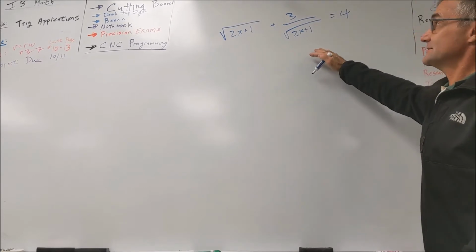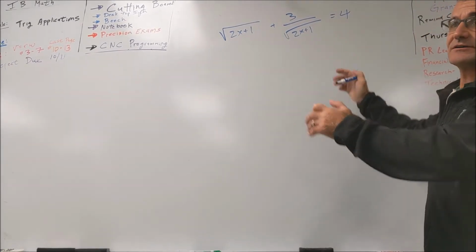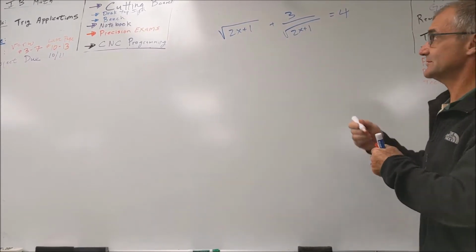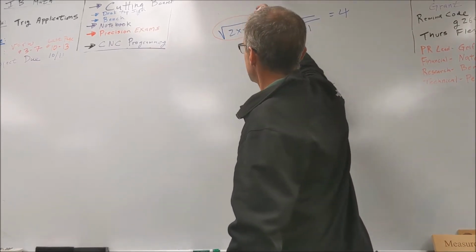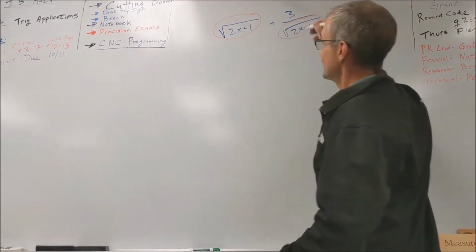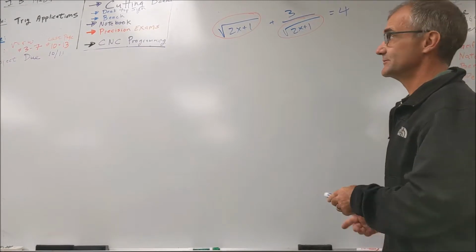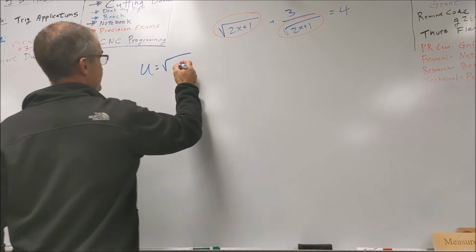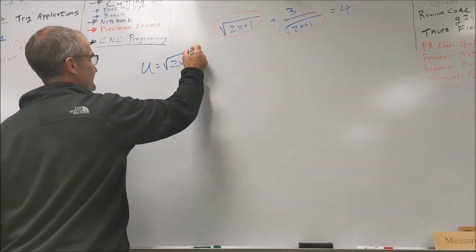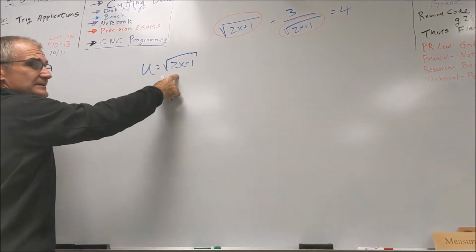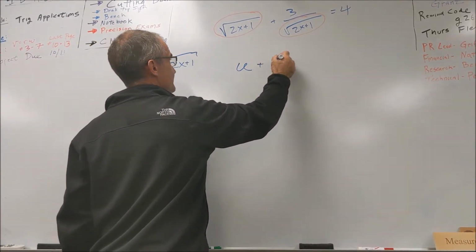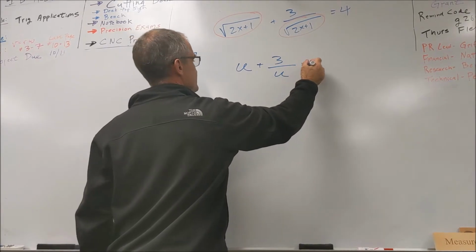Number 13, using substitution to solve. This is just solving algebraic equations that are kind of hard to figure out. This thing looks really ugly and complicated, so I'm going to solve this with substitution. This thing repeats itself, so I'm going to take that complex thing and set it equal to u. So I'm going to say u is equal to the square root of 2x plus 1. Now that I have that substitution, I substitute that out with the u. So I have u plus 3 over u is equal to 4.